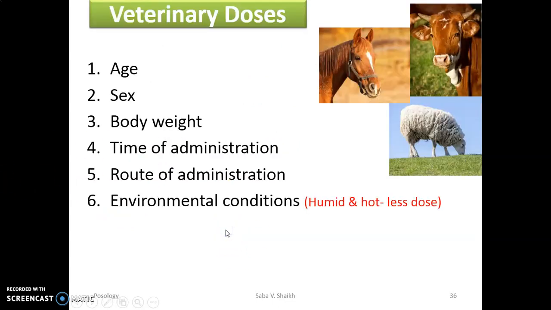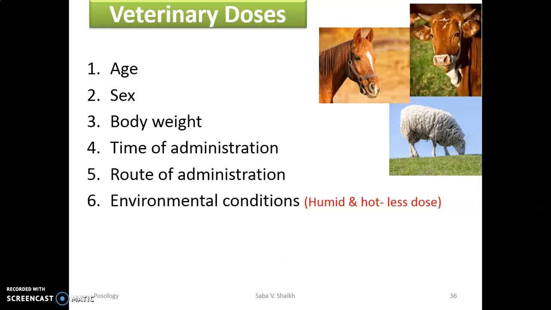Now, veterinary doses. Dear students, already in posology part 1 and part 2, we have discussed the factors affecting doses in the case of humans. Now here we are going to discuss the factors affecting doses in the case of animals. There is not much difference between human and animal dose factors. There are a few differences, which I have noted in red color. So we're going to start the veterinary dose factors.